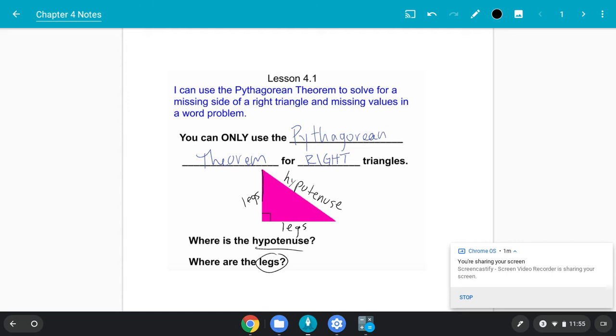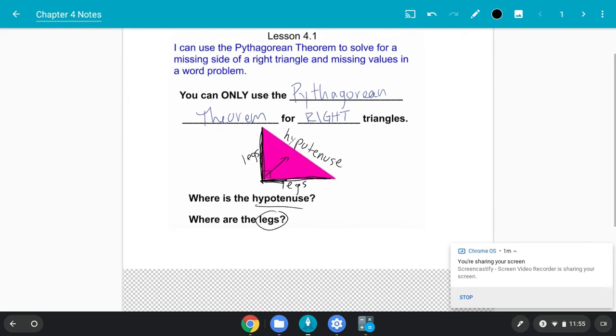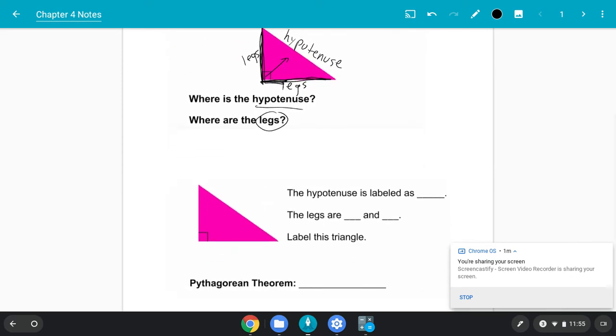You'll notice the legs are the two that make the corner. They're the ones that make the 90-degree angle. The hypotenuse is across from that. The hypotenuse is labeled as C, and these are all lowercase, which is important. The legs are A and B. A and B are interchangeable, so it doesn't matter which is which. A and B are the legs.